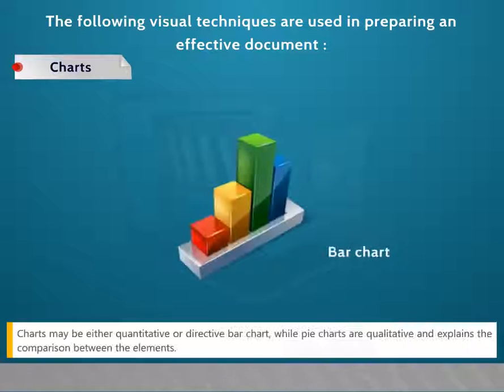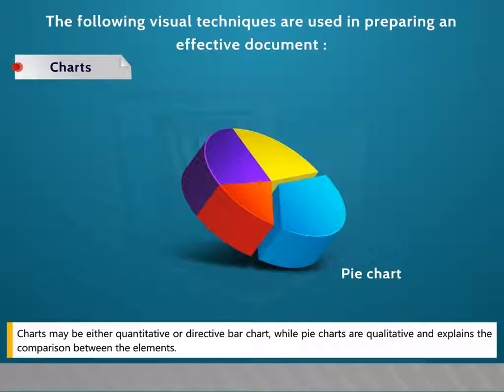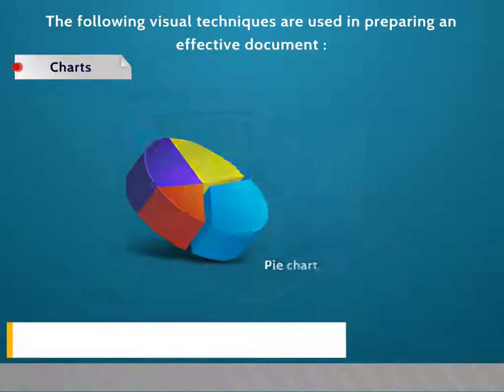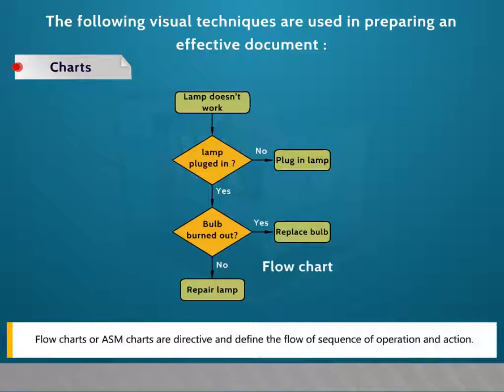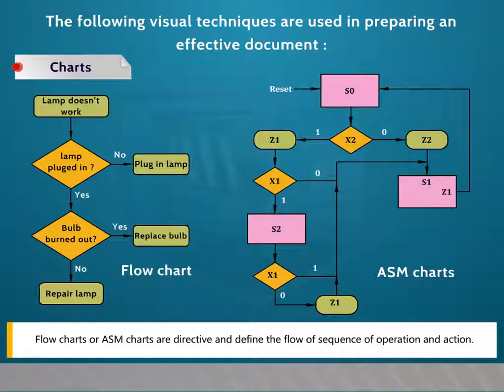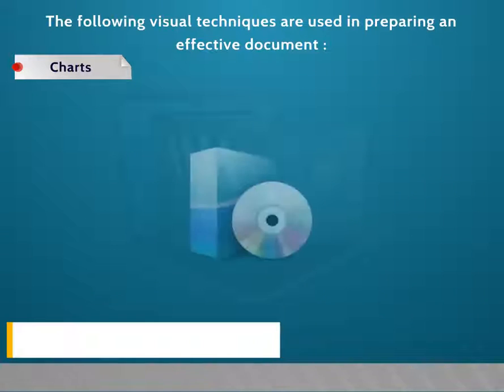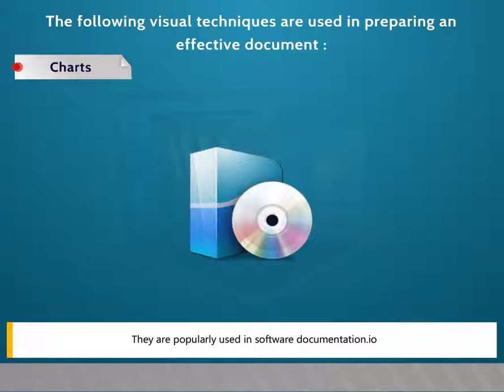Charts. Charts may be either quantitative or directive. Bar charts are quantitative, while pie charts are qualitative and explain the comparison between the elements. Flow charts or ASM charts are directive and define the flow of sequence of operation and action. They are popularly used in software documentation.